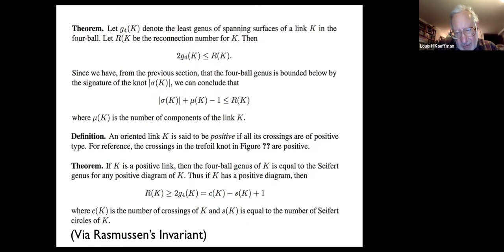If K is a positive link, then the four ball genus of K is equal to the Seifert genus for any positive diagram of the link K. And so if K has a positive diagram, then the reconnection number is going to be greater than or equal to twice the four-ball genus, which is C of K minus S of K plus one. And in fact, we're going to see that it's equal to it. And we know this by Rasmussen's invariant. Rasmussen's invariant and a couple of papers past the one that Rasmussen wrote tell you this about the least genus in the four-ball that's given by the Seifert genus. So we can apply that here.